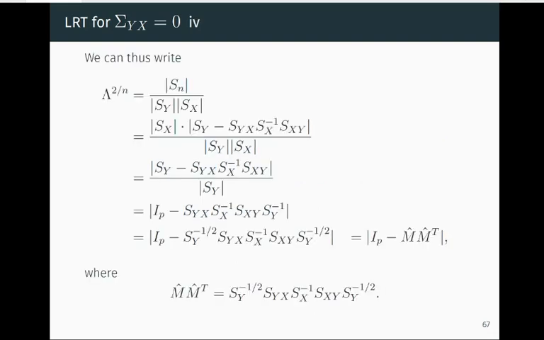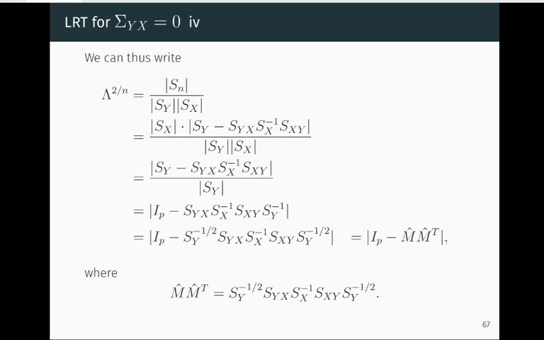And so using this, we can rewrite our test statistic. We can see how lambda to the power 2 over n, when we write it as a ratio of generalized variances, lets us cancel out the determinant of S_x, and we're left with the determinant of S_y minus S_yx S_x inverse S_xy over the determinant of S_y.